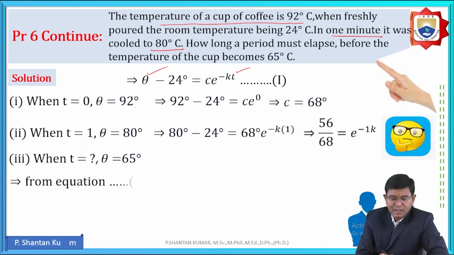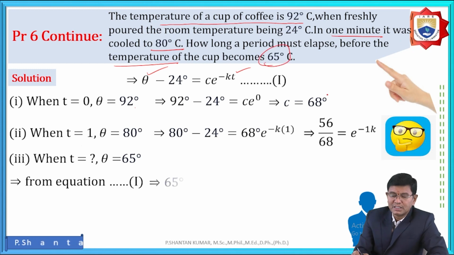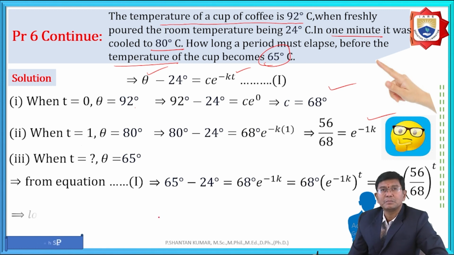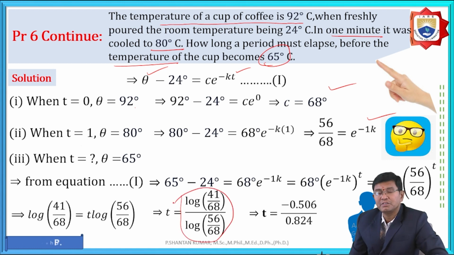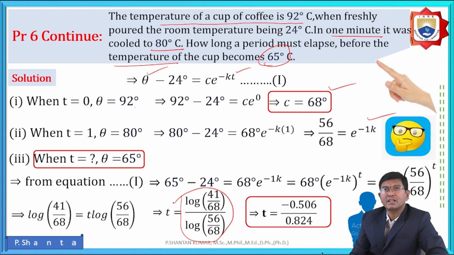And again after that, finally we find the temperature θ, where θ = 65 degrees. Therefore, by using the c value and the k value, we need to find out the t value. If we use the calculator with ln values, we get the solutions. Finally, based upon Newton's law of cooling, we first find the c value, then the k value and also the t value.